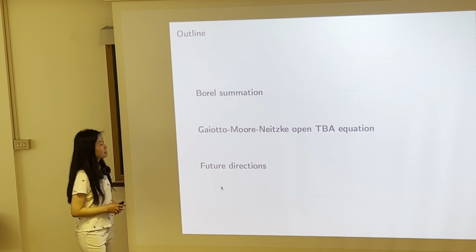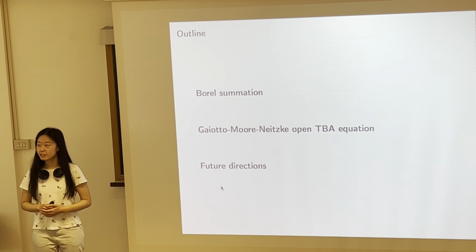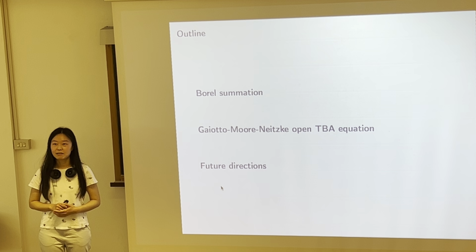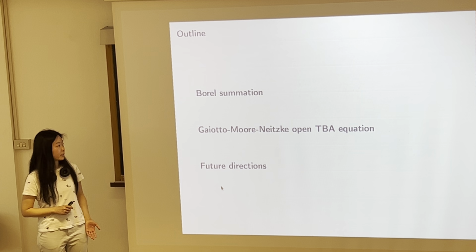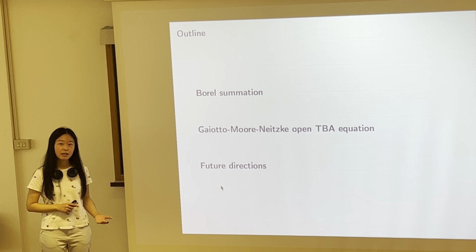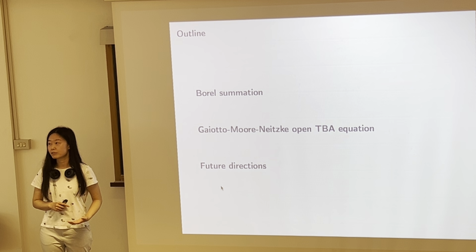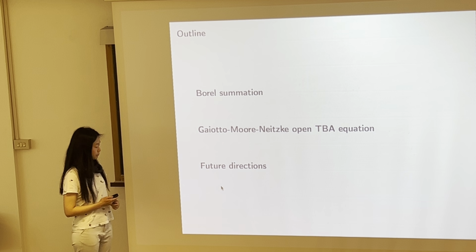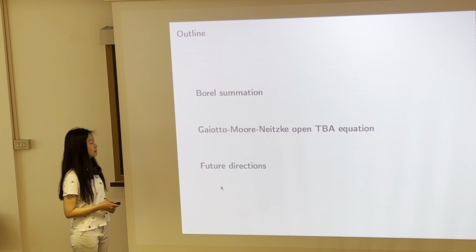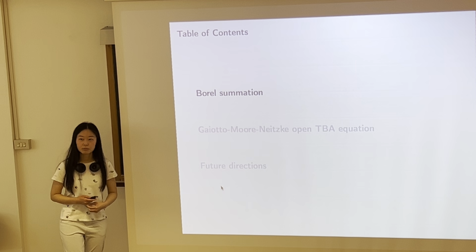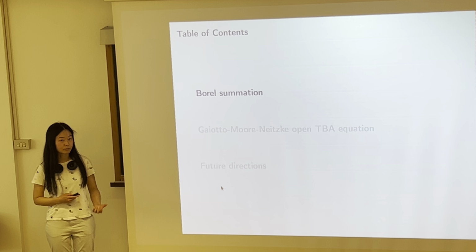Okay, so here's the outline of my talk. I will first give a quick introduction to the Borel summation, and then I will also tell you about the Gaiotto-Moore-Neitzke open TBA equations. So in the discussion, I will use some specific example for the explanation and show some results corresponding to it. And at last, I will comment on some interesting future directions to go. Okay, so I want to start with this more familiar object, the Borel summation.